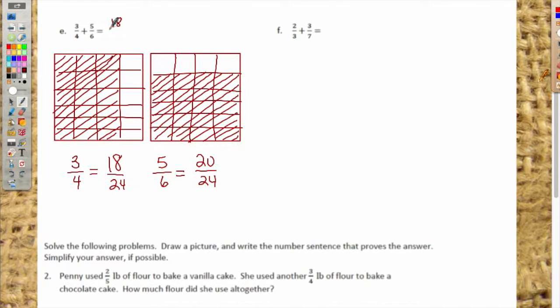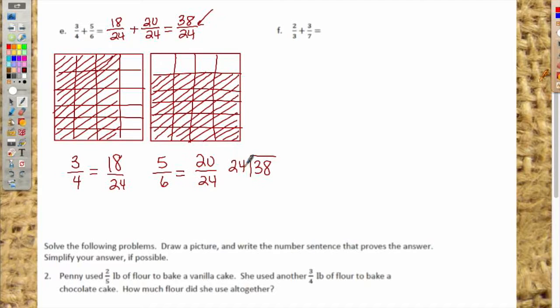18 24ths plus 20 24ths equals 38 24ths. Now on this one, I want you to use a different strategy to figure out your mixed number. Go ahead and think of this line right here as a division sign, okay? And on your paper, I want you to write it like this. 38 divided by 24.